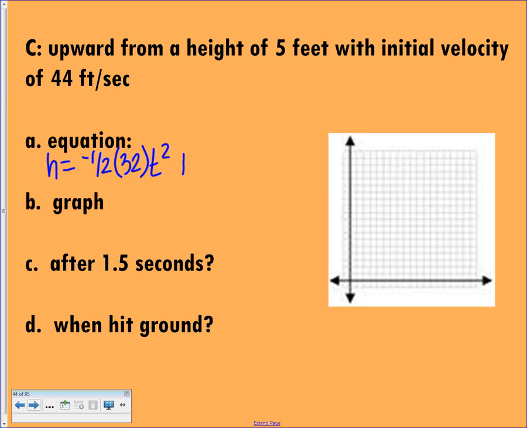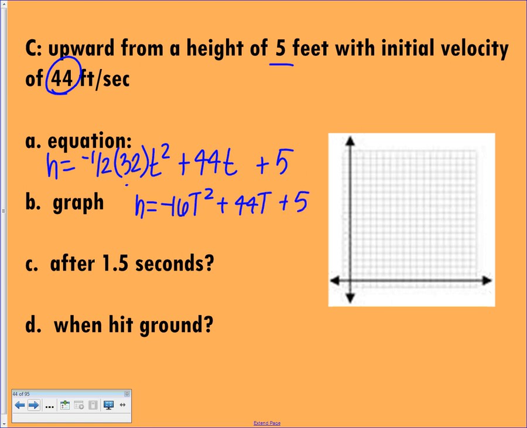Then it says plus V sub 0, which is your initial velocity. And here our initial velocity is 44. So plus 44T. Again, T always stays in your equation. Hopefully you can see the difference between your plus and your T. And then plus your H sub 0, which is your initial height of 5. Okay, and you do want to make sure that you simplify this. So your final answer should be -16T squared plus 44T plus 5, and I'll use capital T's now, hopefully to make it a little easier for you to read. So that would be your equation for part A.